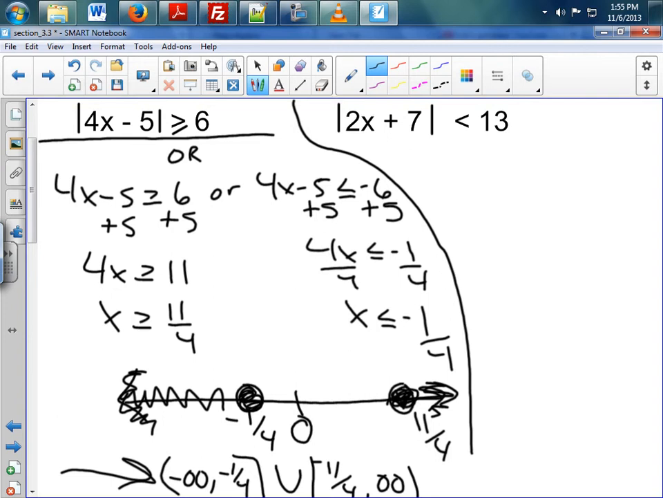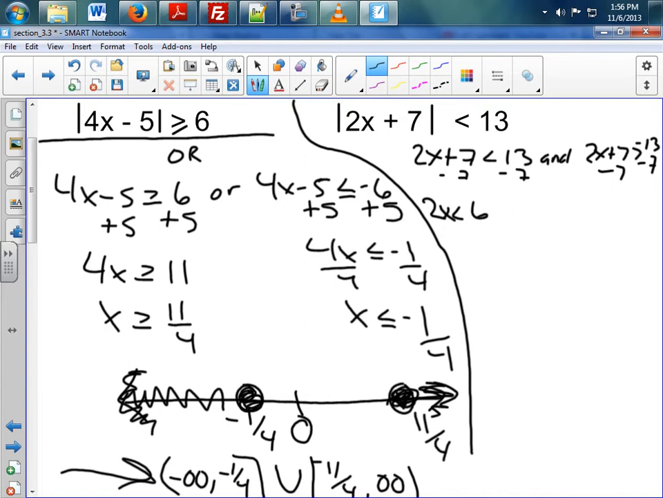So let's do this one over here. The only difference is this is an AND statement. 2x plus 7 greater than negative 13. I'm sorry, I'm running out of room over there. We're going to minus 7, minus 7, minus 7, minus 7. 2x is less than 6. And 2x greater or equal to negative 20. Divide each side by 2. So x is less than 3. And x is greater or equal to negative 10.